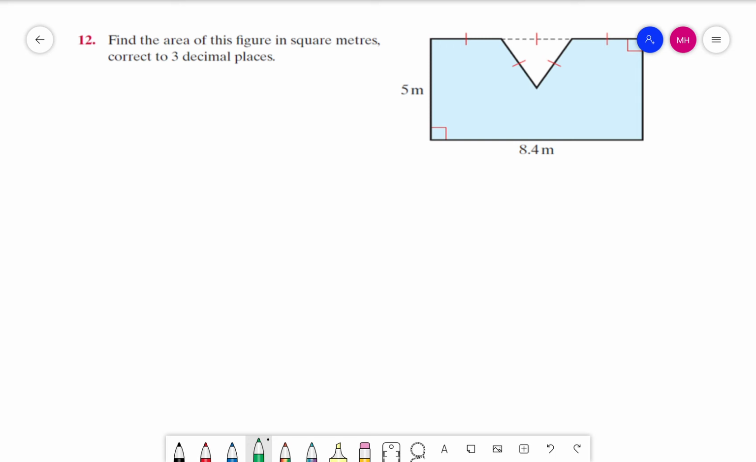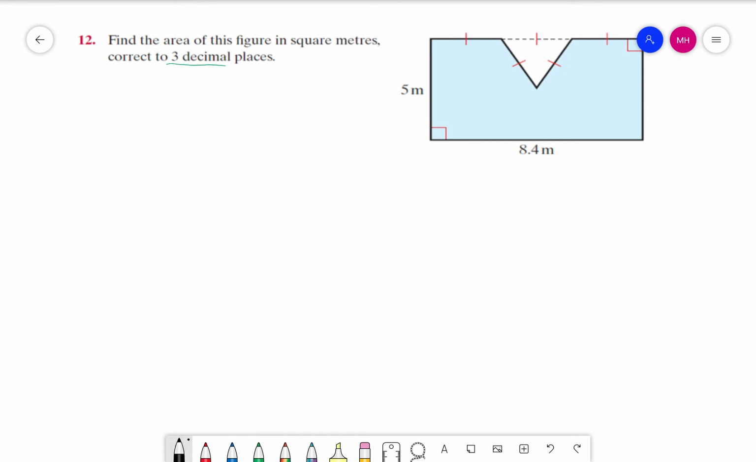Okay, so this is question 12 in section 6.1. You have this rectangular shape, 5 meters by 8.4 meters, and you need to find the area of this little triangle shape that's missing in the middle of it, to 3 decimal places as well.